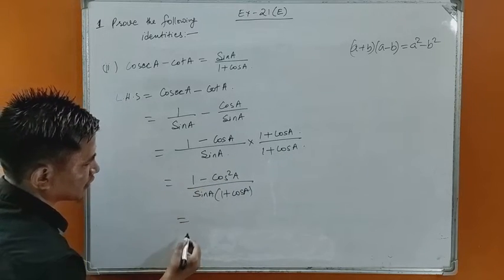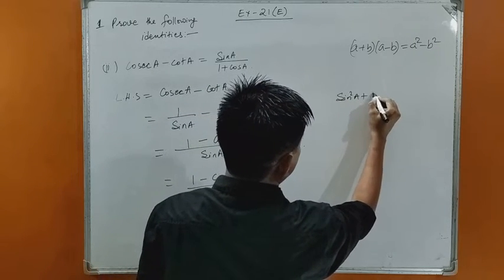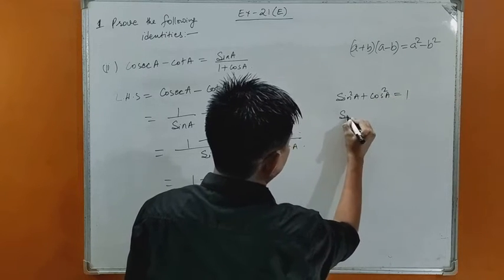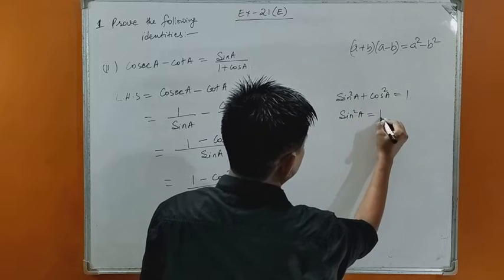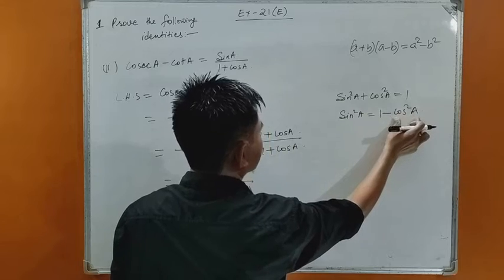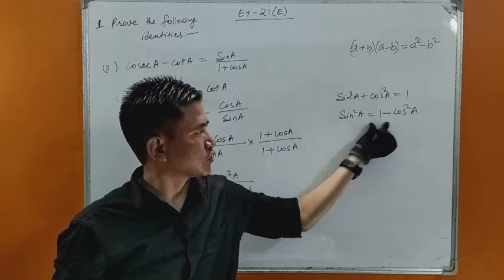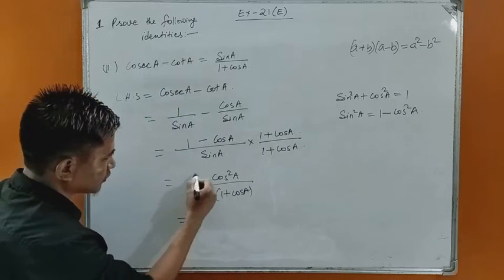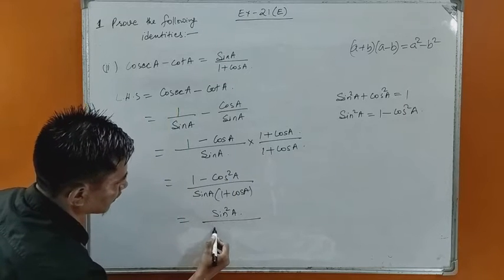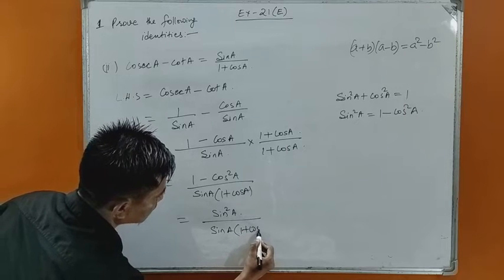Since sin square A plus cos square A equals 1, sin square A equals 1 minus cos square A, isn't it? So plus cos square A, when we take it to the right hand side, becomes minus cos square A. So 1 minus cos square A means sin square A. So this whole thing is sin square A. In the denominator we have sin A into 1 plus cos A.